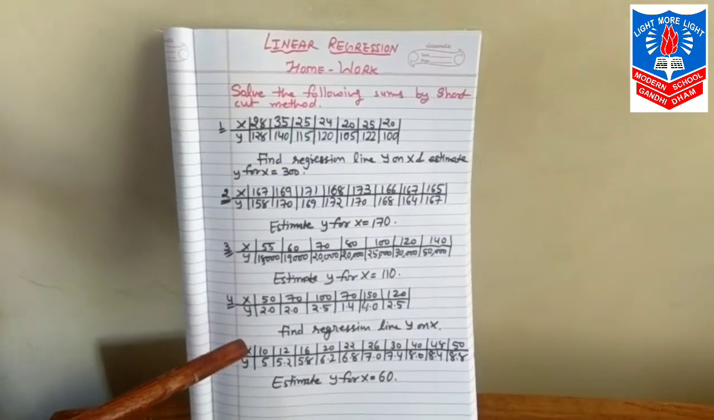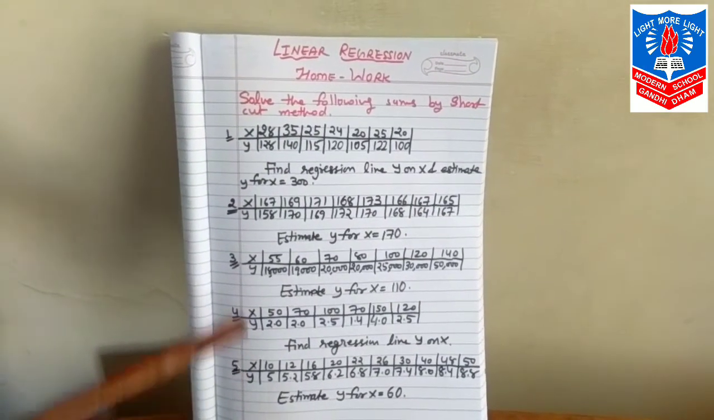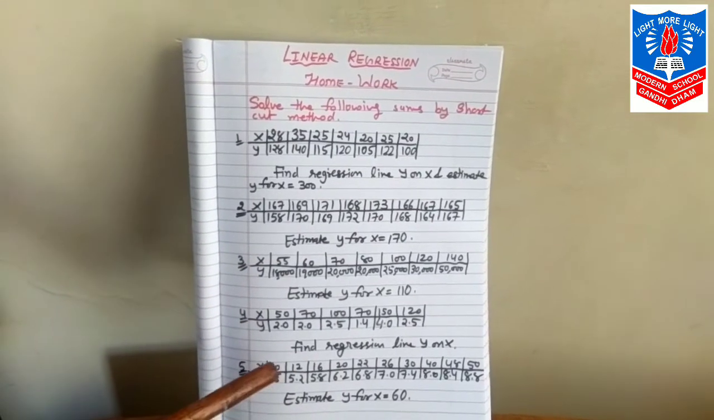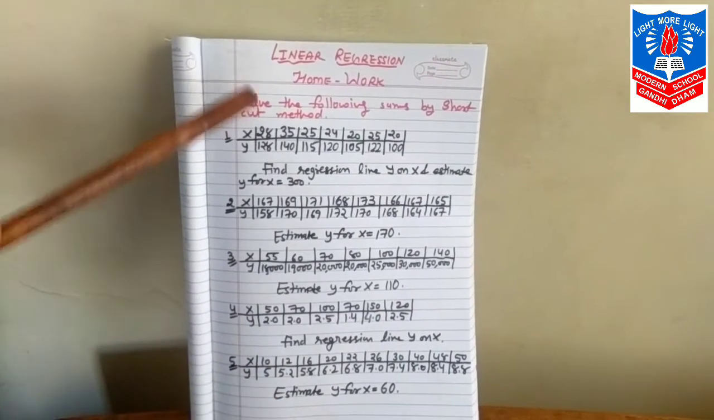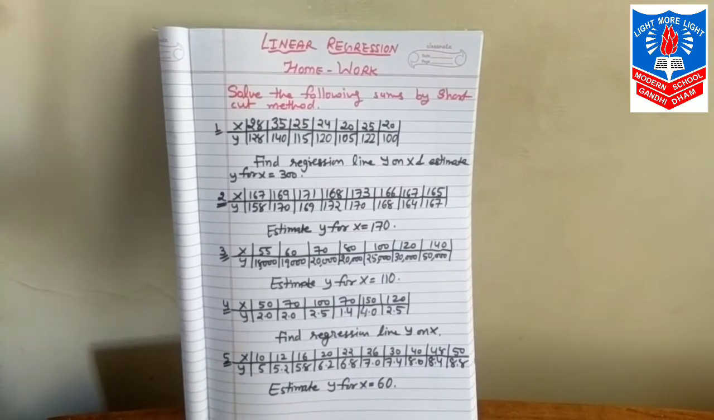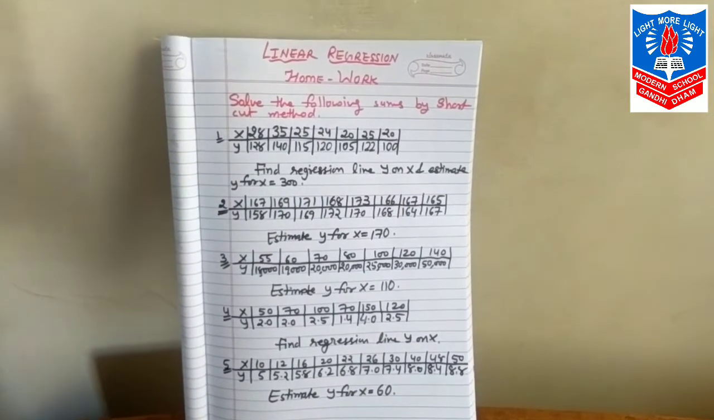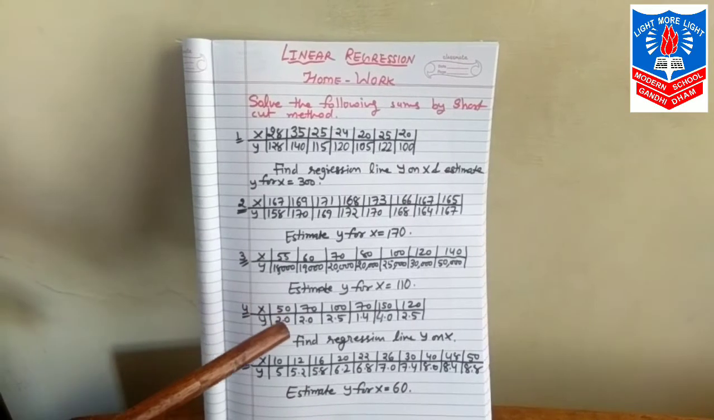Now this is your homework for today: 5 sums by the shortcut method, which includes the last 2 sums with decimal and the first 3 sums without decimal in x and y variable values. Rest everything is the same to be done.